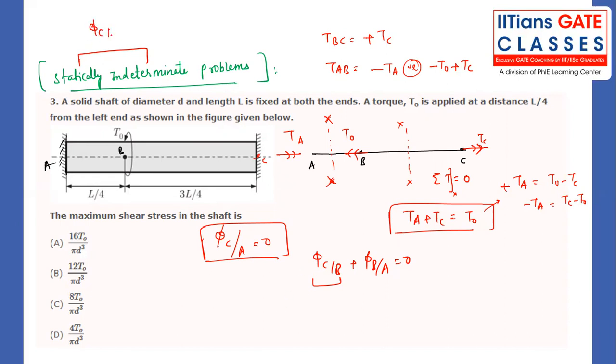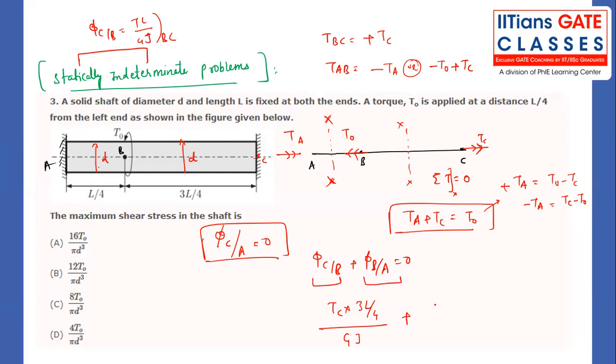What is phi C with respect to B? TL divided by GJ of BC. What is TBC? TBC is TC. The length of BC is 3L by 4. G and J are both the same for both members. The diameter is the same, this diameter and this diameter are both the same, so J is also the same and G is also the same. The material is the same, not different.